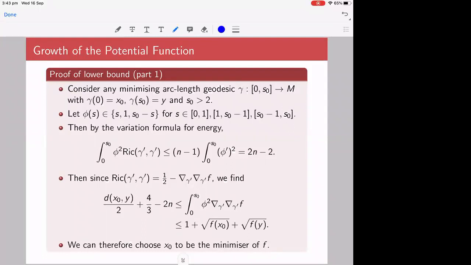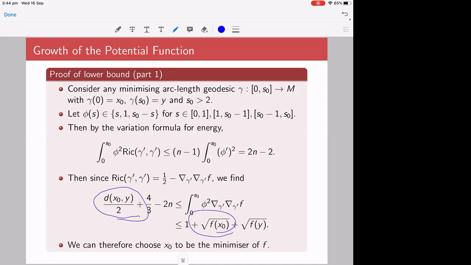Based on this estimate, we are now guaranteed that there is an absolute minimum of f. Why is that true? Well, we'll take a minimizing sequence of f. We can't have x naught shooting really, really far away from y, because if it were to do that, then this term would get really, really large. And so this term would also get really, really large, which contradicts the fact that this is a minimizing sequence. So we are now guaranteed an absolute minimum of this potential function f, and we're going to set x naught to just be that absolute minimum.